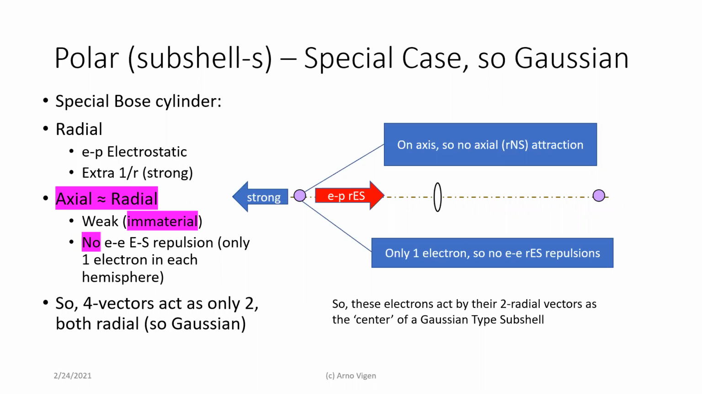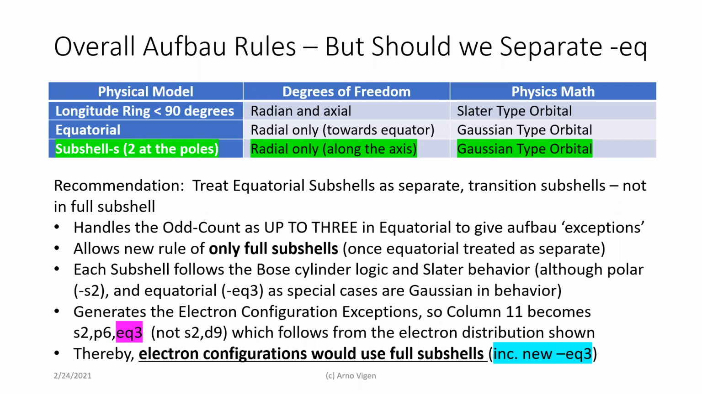Now, the thing about a basic shell, a subshell-s, where you have 2 at the poles, is that a Bose cylinder doesn't show anything towards the axis because the 2 are already on the axis. So there's no axial attraction, and there's no other electrons, so there's no axial repulsions. As such, this is radial only, and thereby does not exhibit the Slater behavior, and thereby exhibits only Gaussian, only radial harmonics. So as such, this changes the overall Aufbau rules, which we should separate.